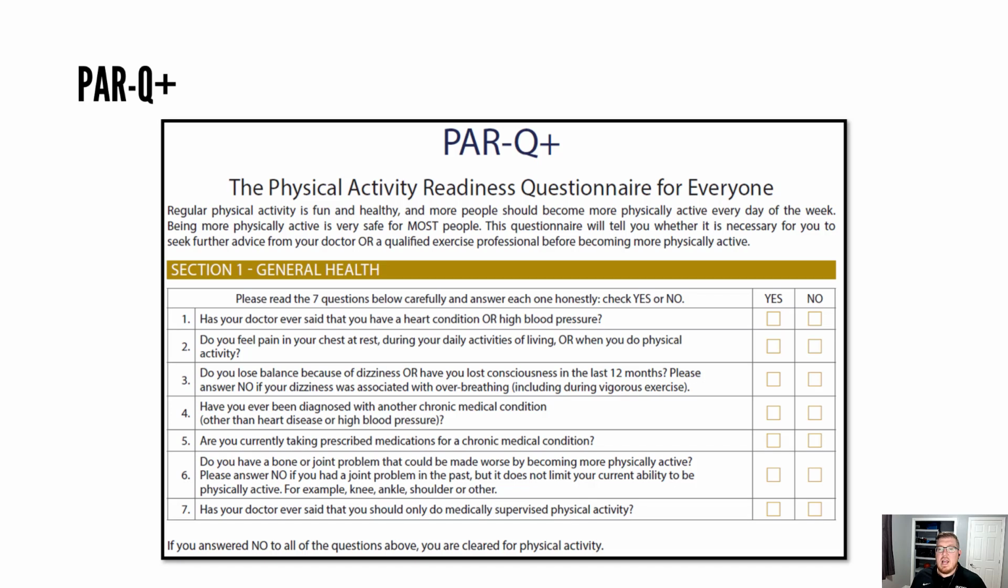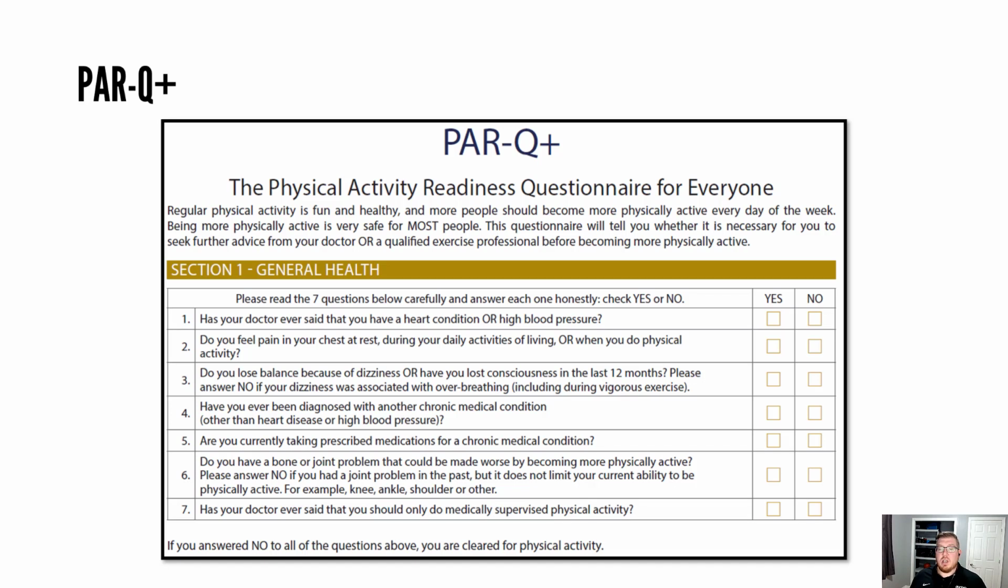Question 4. Have you ever been diagnosed with another chronic medical condition other than heart disease or high blood pressure? Question 5. Are you currently taking prescribed medications for a chronic medical condition? Question 6. Do you have a bone or joint problem that could be made worse by becoming more physically active? Please answer no if you had a joint problem in the past, but it does not limit your current ability to be physically active. For example, knee, ankle, shoulder, or other.